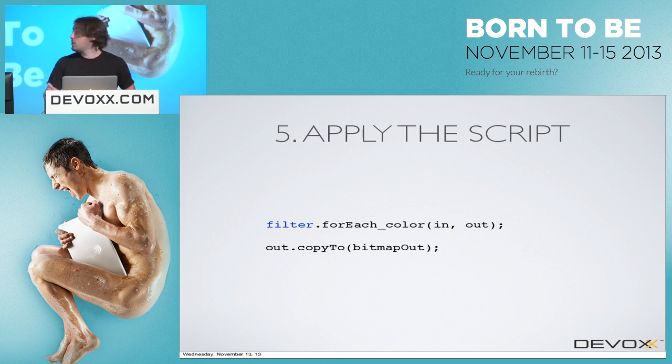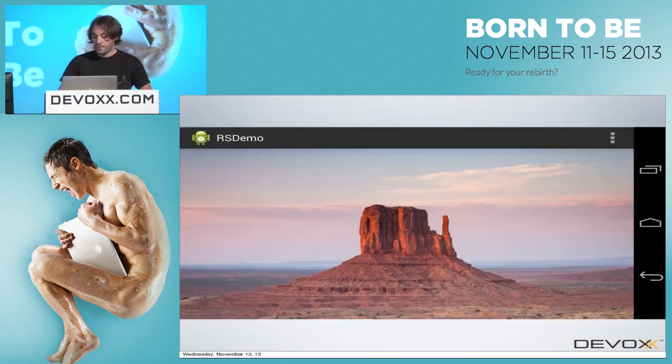And finally, we just apply the script. We just call forEach on the color function that we just declared, passing an input allocation and an output allocation. At the end of it, I do out.copyTo from the allocation to the bitmap. Because the memory here is actually shared, that will simply be a no-op if the processing is already done, or it will just be a sync point. And that's basically what we get.